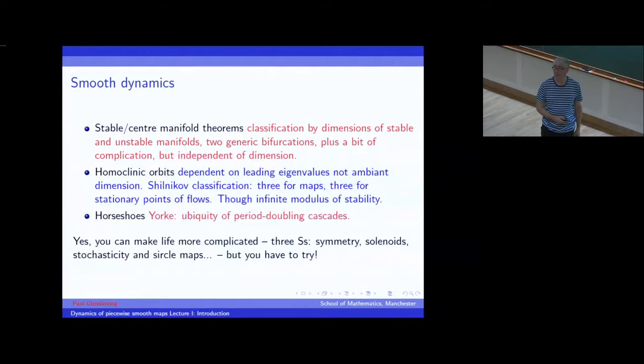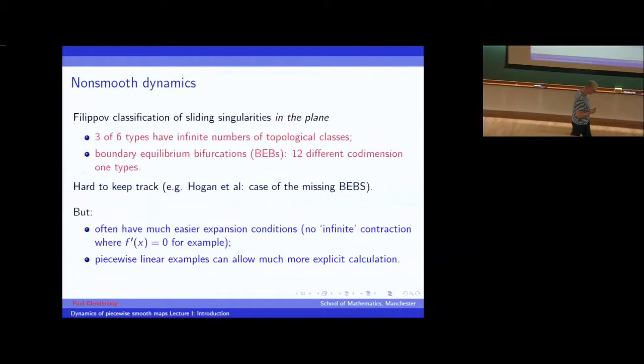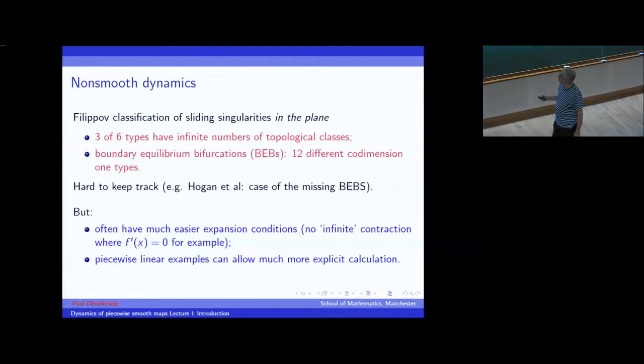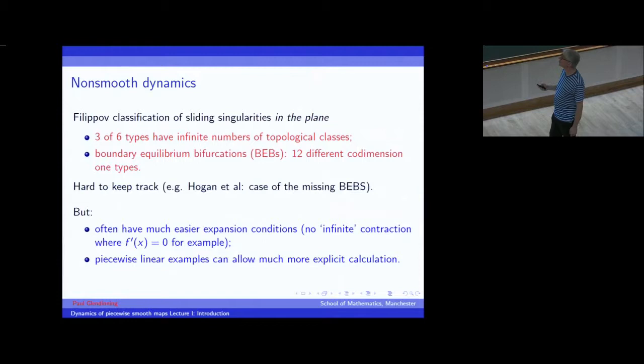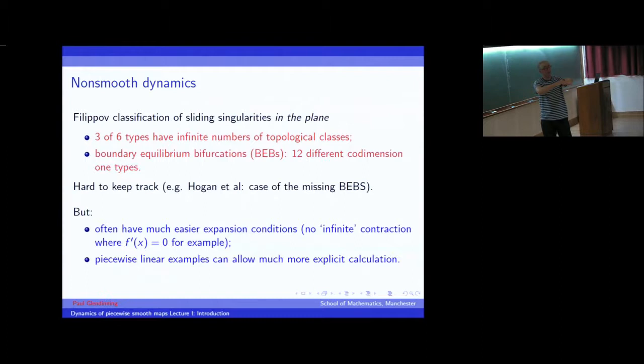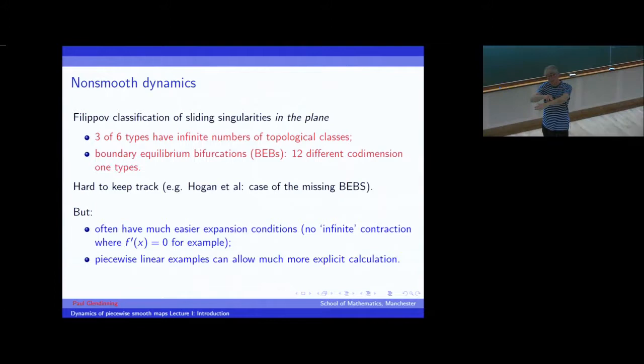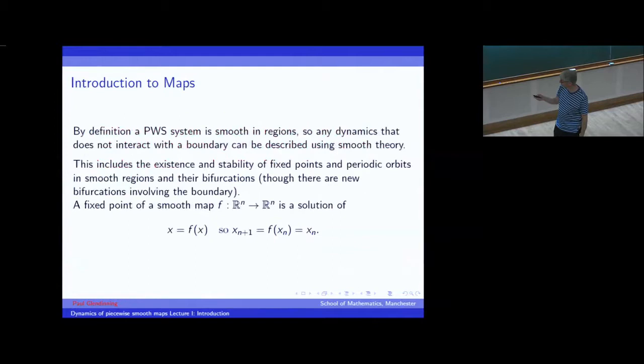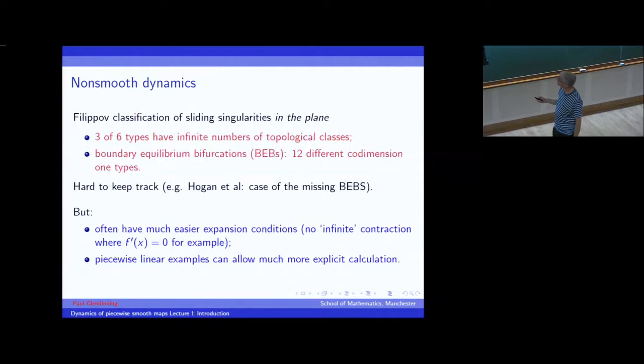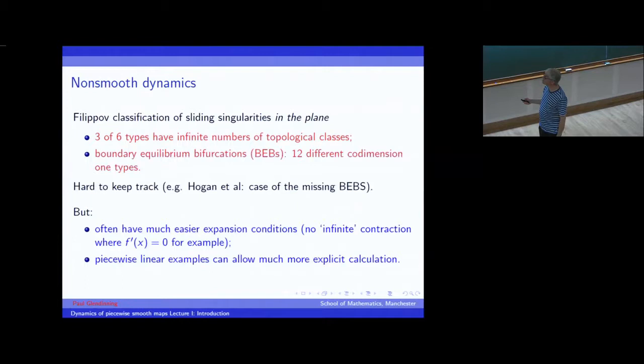The contrast to piecewise smooth is stark. So Filippov made a classification of, it doesn't really matter what these are, differential equations in the plane where you have two vector fields separated by, let's say, the x-axis, and you're looking at dynamics defined up here by one vector field, dynamics here by another, and we imagine that we have a singularity, a stationary point on the dividing surface. And he found that there were six types, which isn't too many, but three of them have infinite numbers of topological classes. This is just in the plane. We're not doing anything fancy here. If you look at a particular case, the boundary equilibrium bifurcations, there are 12 different codimension one types.